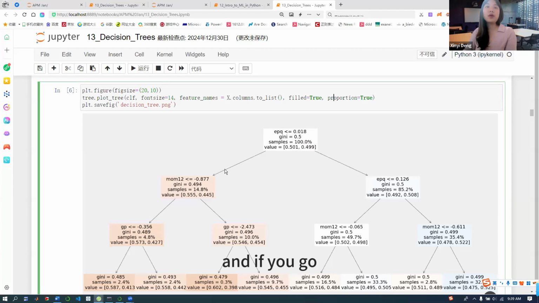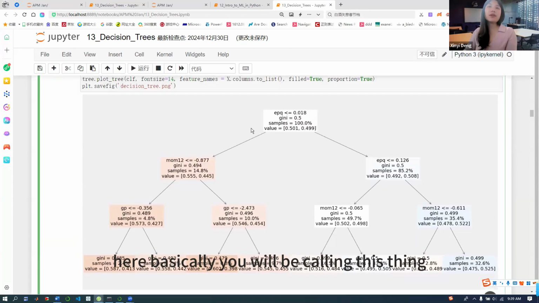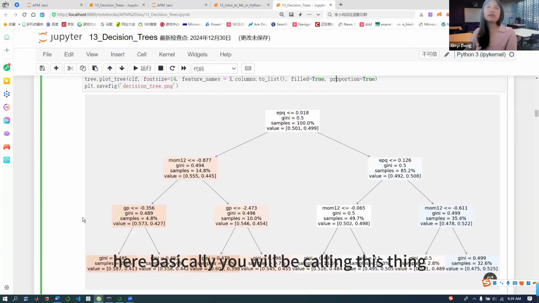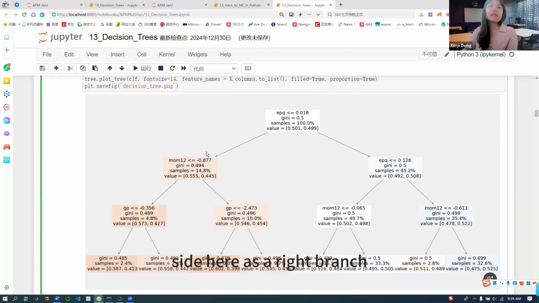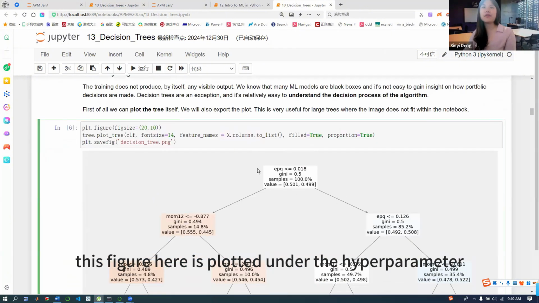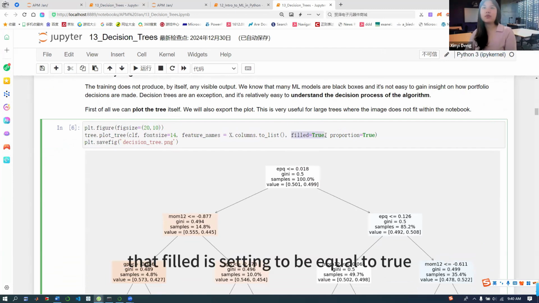And if you go further along this branch here, basically you will be calling this thing on the left-hand side a left branch, and the thing on the right-hand side here a right branch. Let's go further along the left branch. So for the left branch, like this node here, you have 4.8% of the original data set in this node here. This figure here is plotted with the hyperparameter filled set to true.